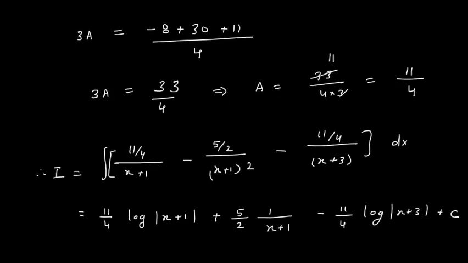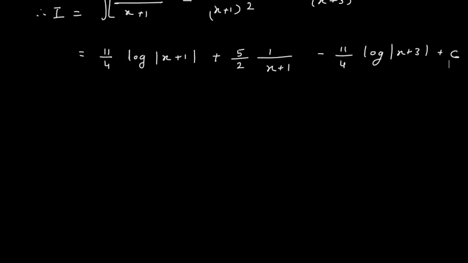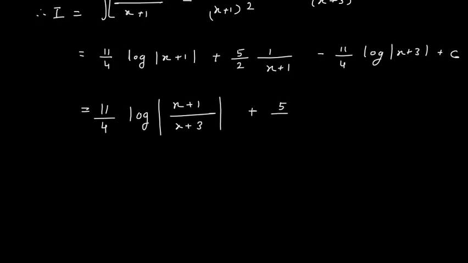Okay, plus constant of integration c. Now again we are getting 11 divided by 4 as the constant term for this log. So I will take this 11 divided by 4 common, and here it will become log of (x plus 1) in numerator and (x plus 3) in denominator, plus here I have 5 divided by 2 into 1 upon (x plus 1), plus c. Okay, this is your integration.